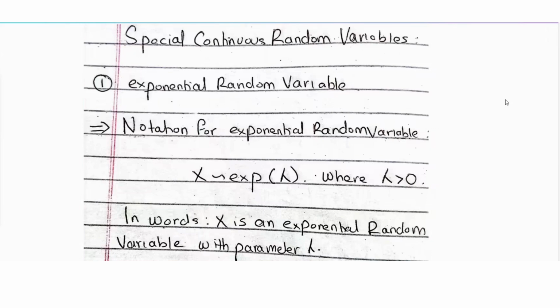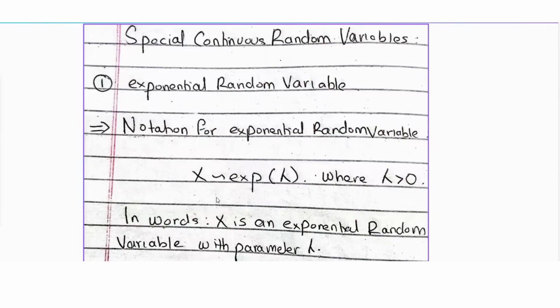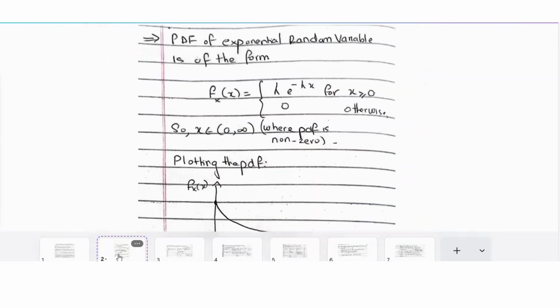We want to look at common continuous random variables, starting with the exponential random variable. First, we'll look at the notation. Here we have one parameter, lambda. We say that X is an exponential random variable with parameter lambda, where lambda is greater than 0.